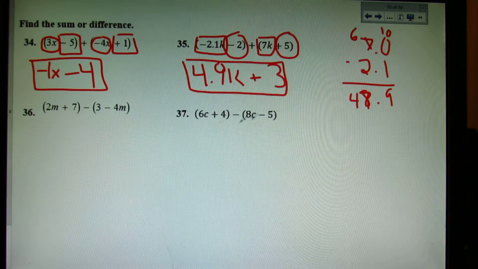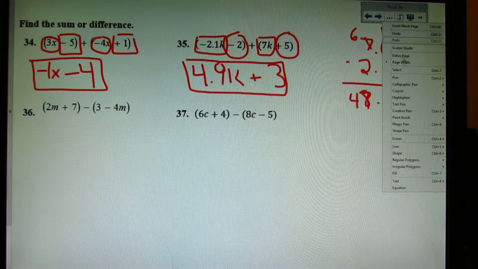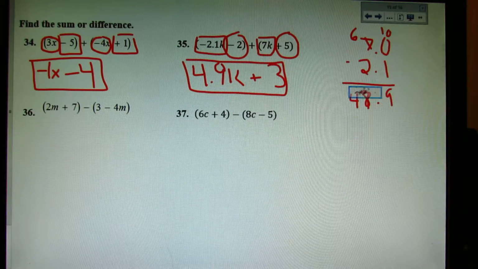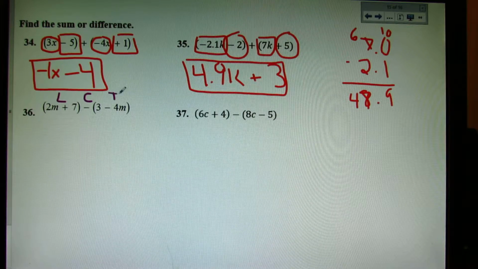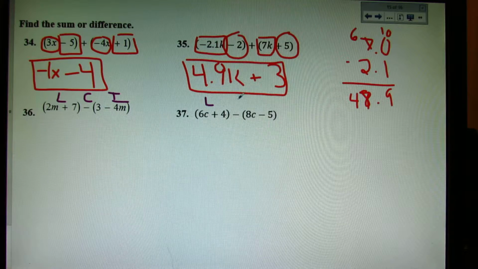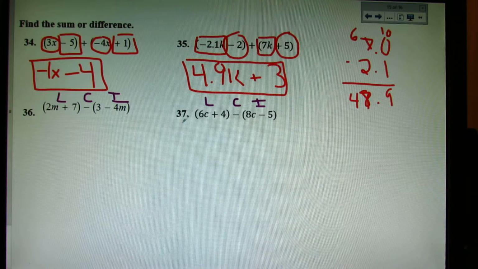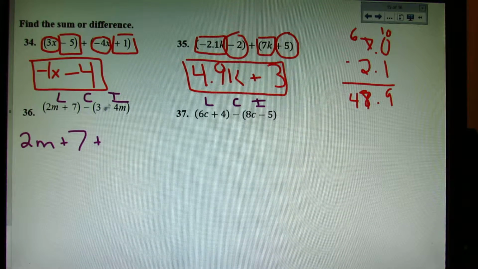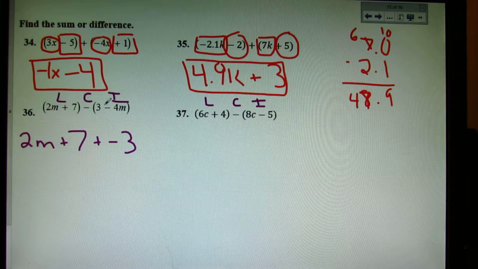Next one's a subtraction problem. These two are both subtraction problems. In order to do a subtraction problem, I have to follow my subtraction rule: leave, change, inverse. I have to do that before I do any kind of combining. Leave, change, inverse. The opposite of 3 is negative 3. The opposite of minus 4m is plus 4m.